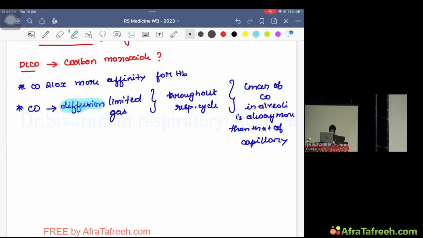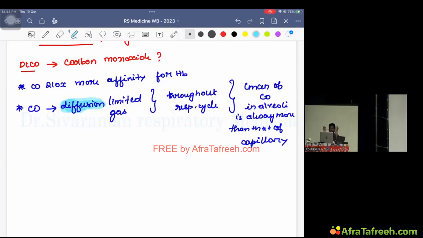But our oxygen and carbon dioxide are called perfusion limited gases. Perfusion limited means it depends upon the perfusion. Why it depends on perfusion: there will always be saturation kinetics. Even if you give 100% oxygen for 2 hours or 3 hours, once saturation is reached in the blood, it will take up only the required amount of oxygen, not more than that. But what is happening with carbon monoxide?